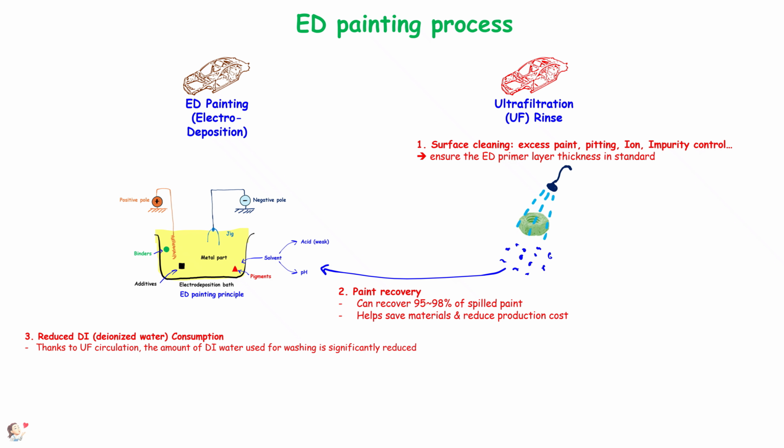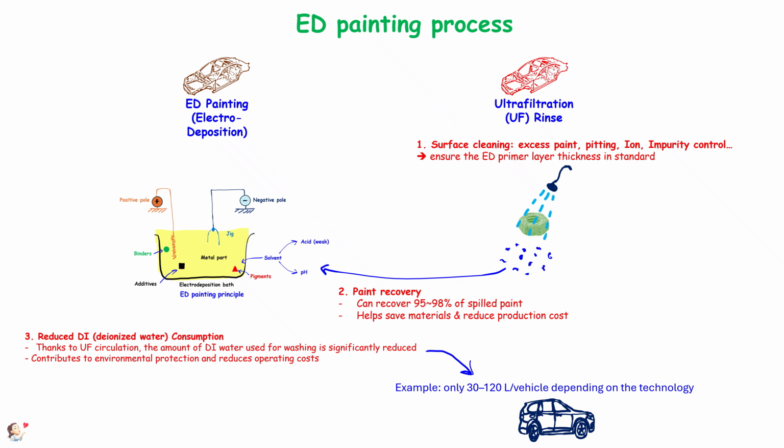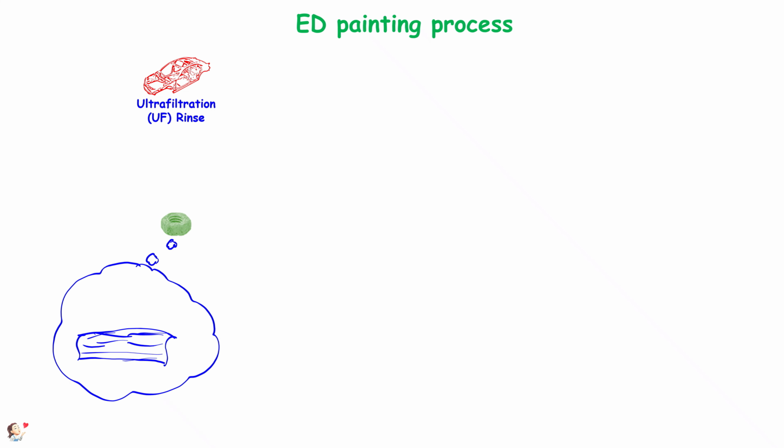Thanks to UF circulation, the amount of DI water used for washing is significantly reduced, contributing to environmental protection and reducing operating costs. A typical example is that in factories with well-managed paint systems, the amount of water needed for rinsing is only 30 to 120 L/vehicle, depending on the technology. In summary, after the ultrafiltration rinse, a problem arises. The metal part's surface will still be damp and sticky, and the paint will not be completely dry. Therefore, the next step is baking or curing.